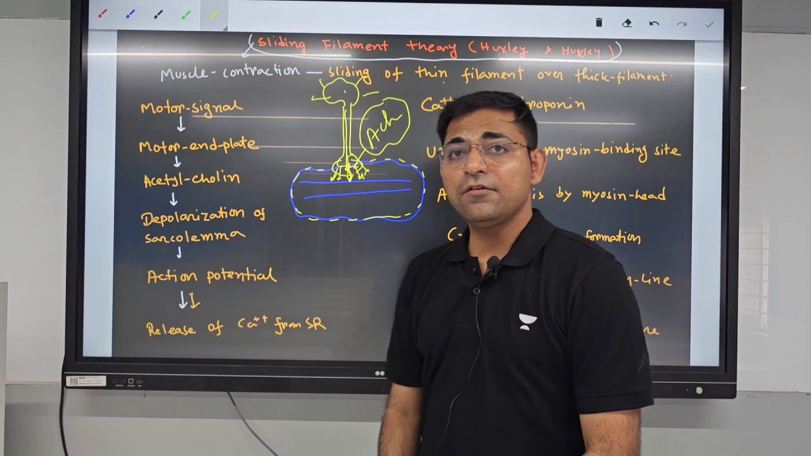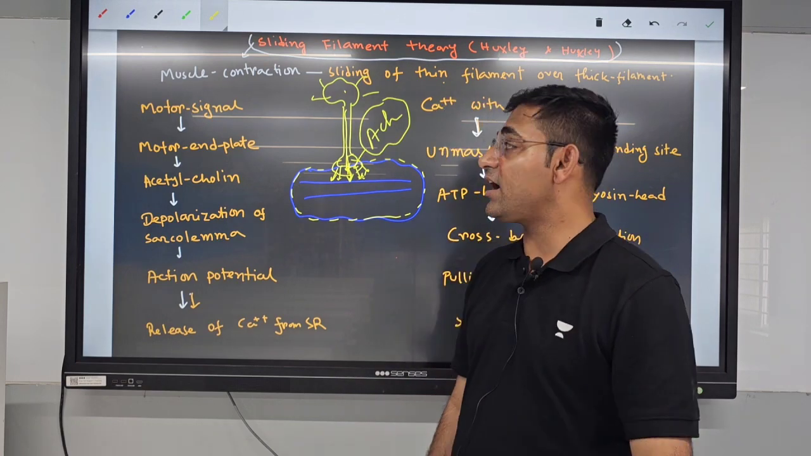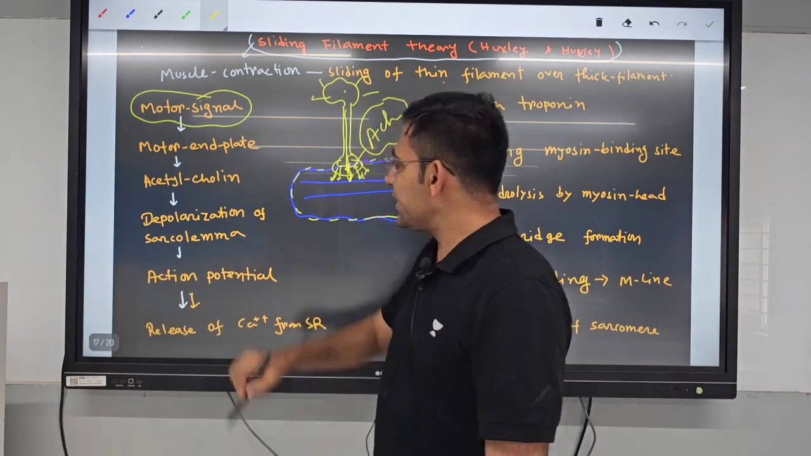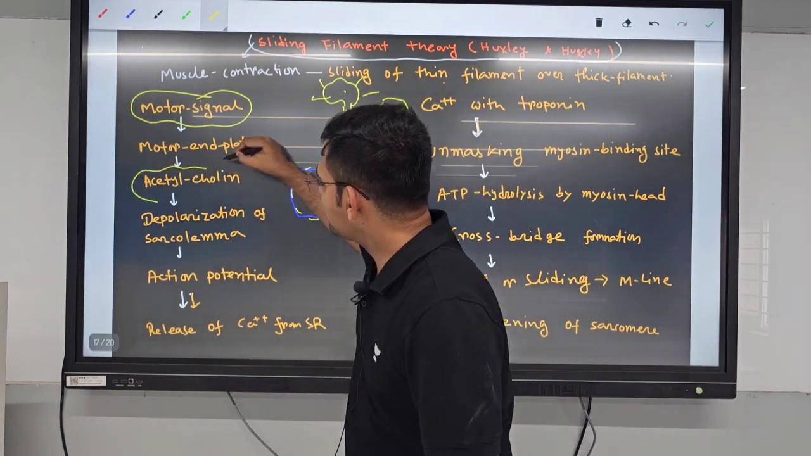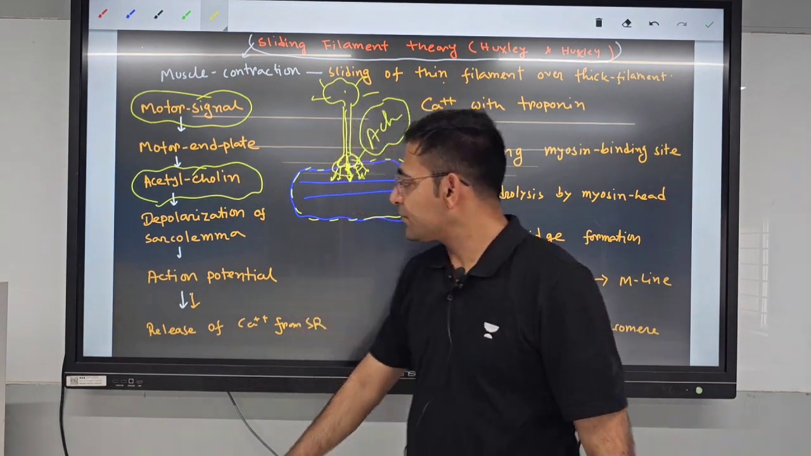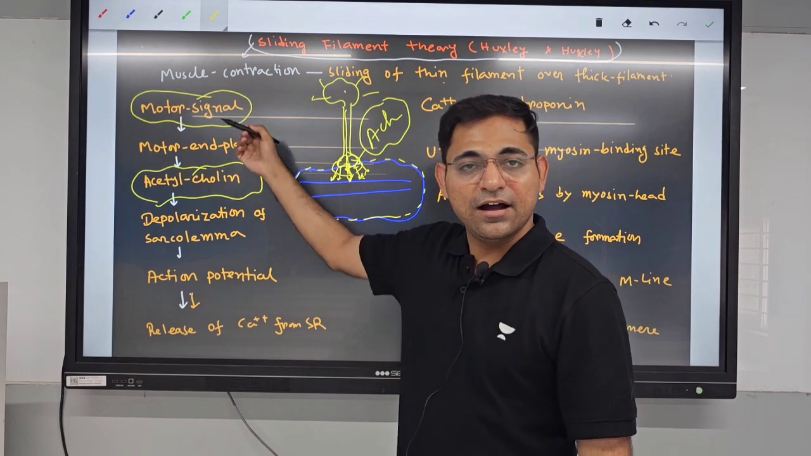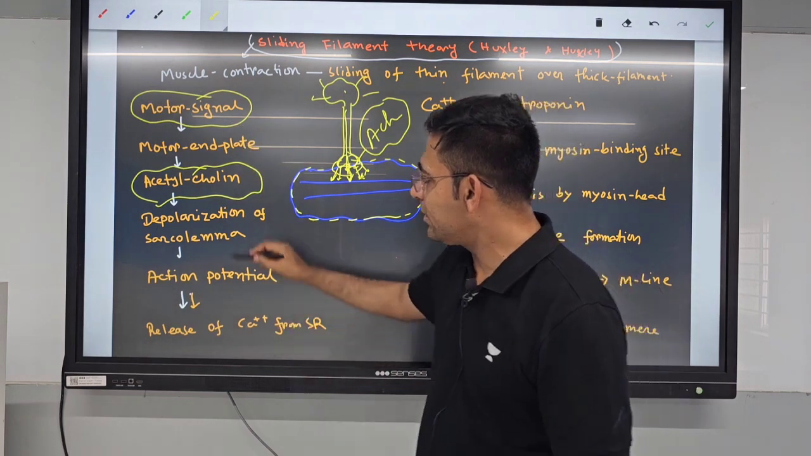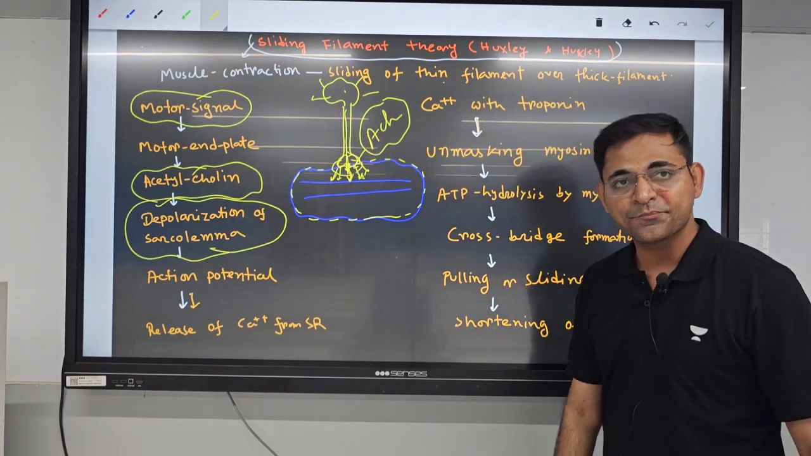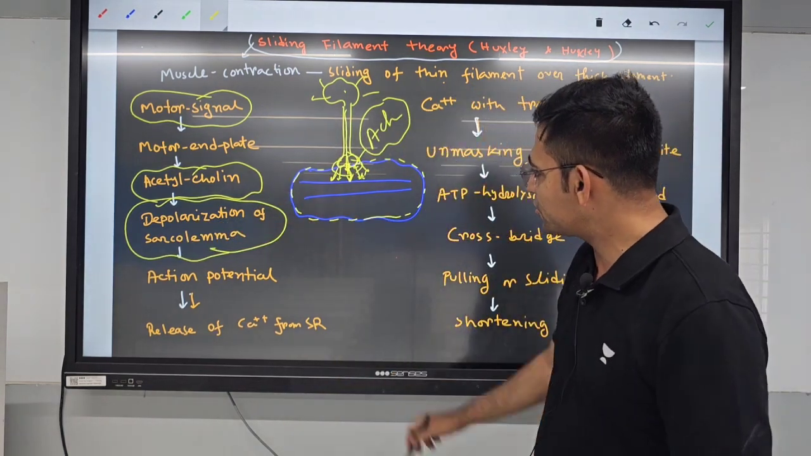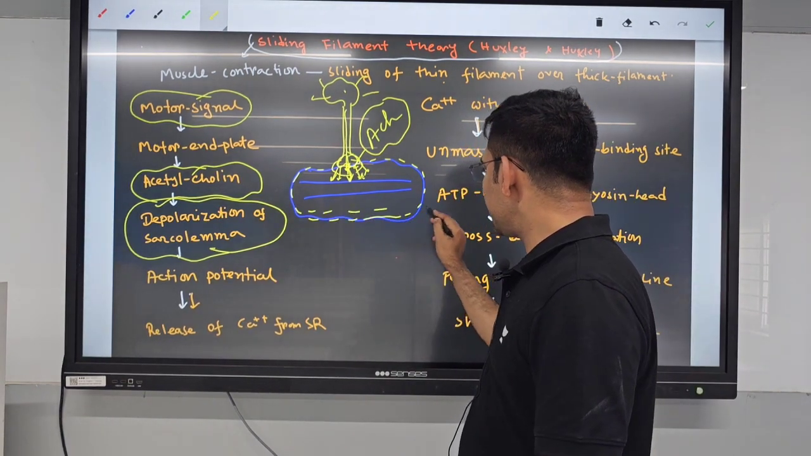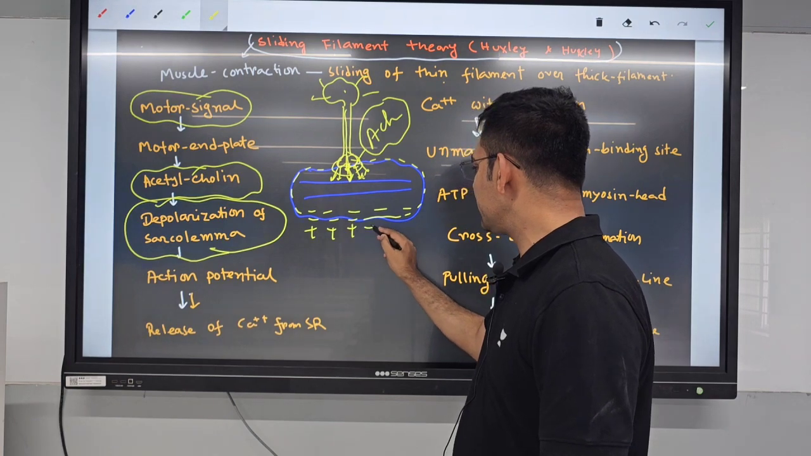So here is the meaning of start the motor and bring the action. When the motor signal arrives through the motor end plate, it will release acetylcholine from the presynaptic knob, and after the release of acetylcholine, there will be depolarization of the sarcolemma. Now what do you mean by depolarization? In normal condition, what happens? Inside there is a negative environment, outside there is a positive environment.